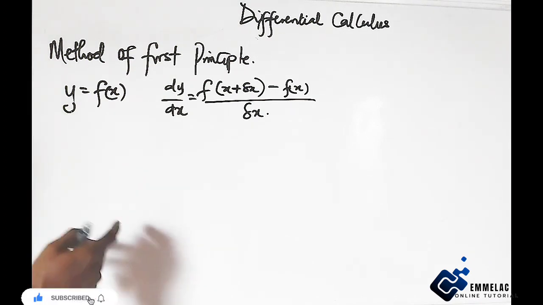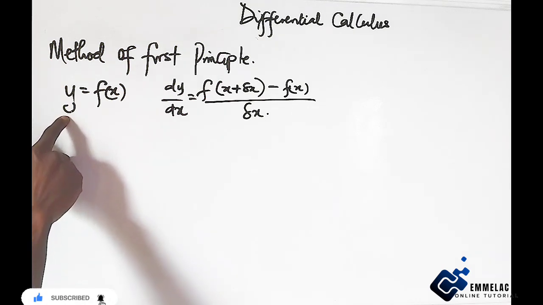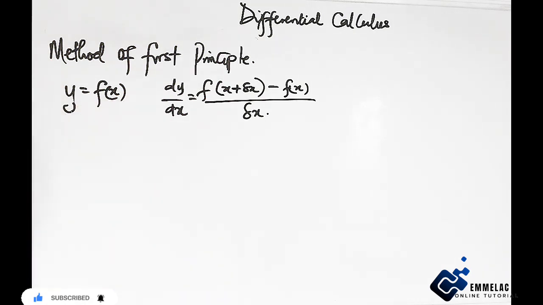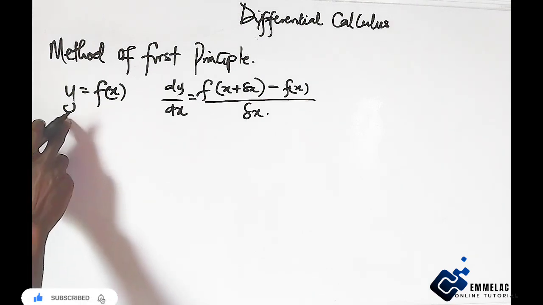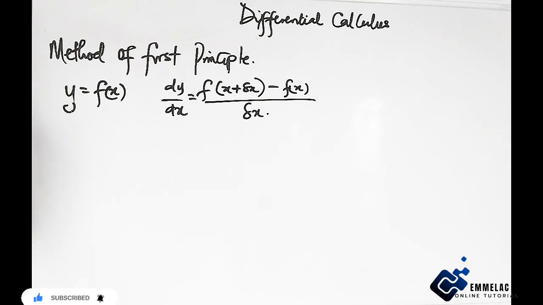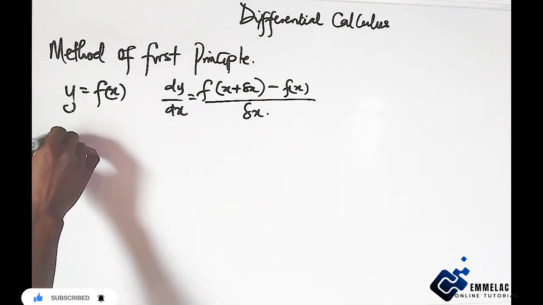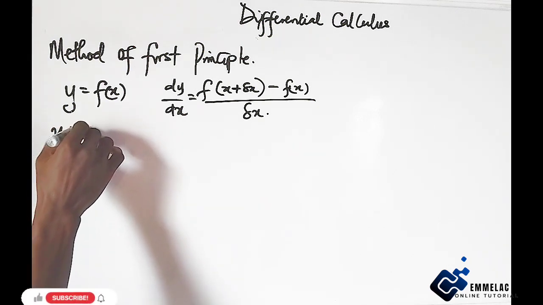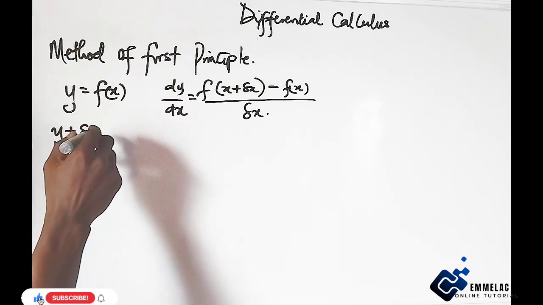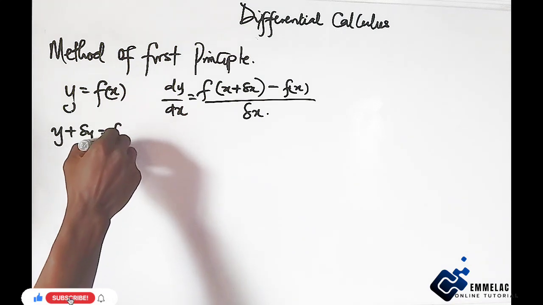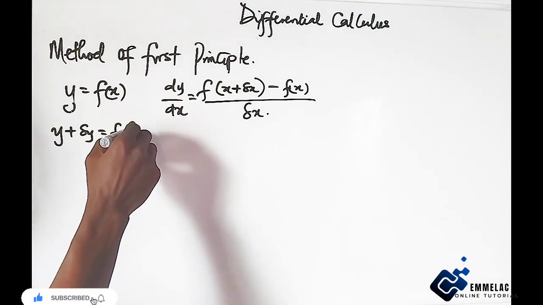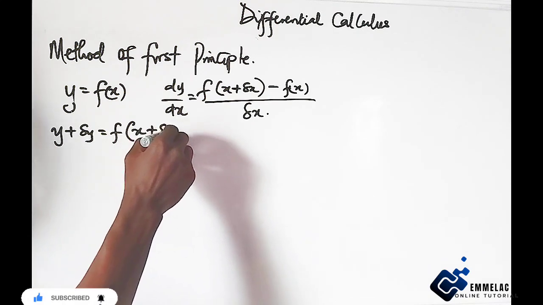Which implies that when there's a change in y, there's also a corresponding change in x. So y equals a function of x. To that regard, let us now implement an increase in y. So here we have y plus an increase in y, which is changing y, then equals f of x plus what, changing x.